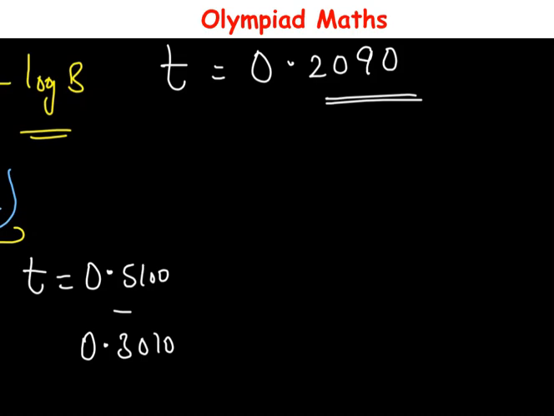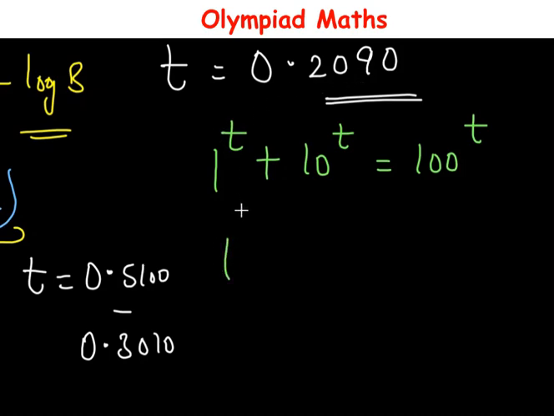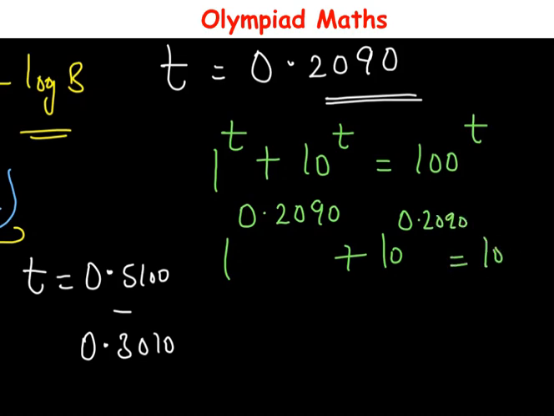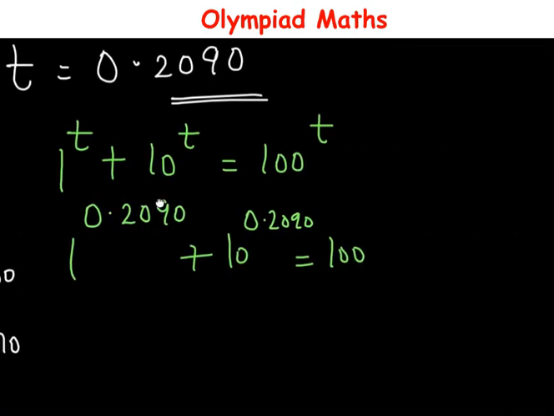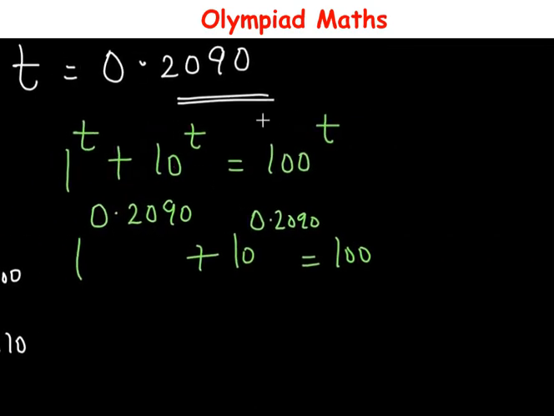So if we are to confirm our answer, the question is 1^t + 10^t is equal to 100^t. From here, we have 1 raised to power t, which is 0.2090, plus 10 raised to power 0.2090 equals 100 raised to power t. The value of t is 0.2090.